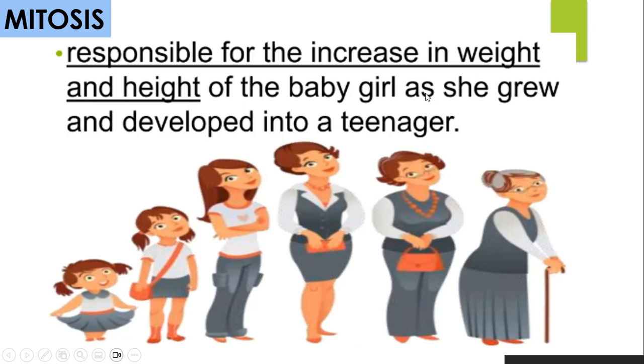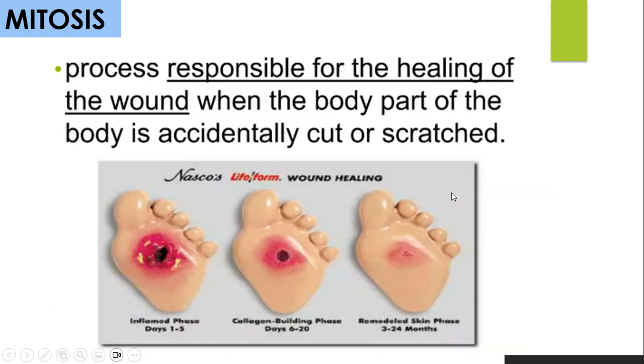Mitosis is responsible for increasing weight and height of the baby girl as she grew and developed into a teenager and then the old age, right? So it is because of mitosis. Process responsible for healing of the wound when a part of the body is accidentally cut or scratched, right? So this is the inflammatory phase, day 1-3, right? If you're a podiatrist, the reason why you'll see wound healing is because of mitosis.